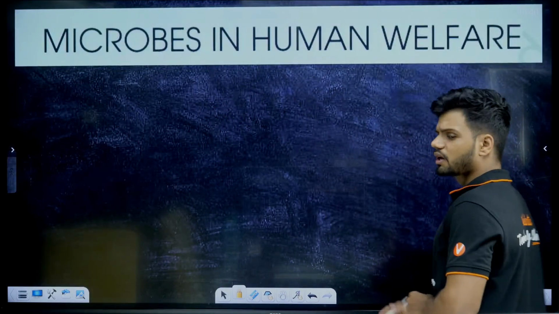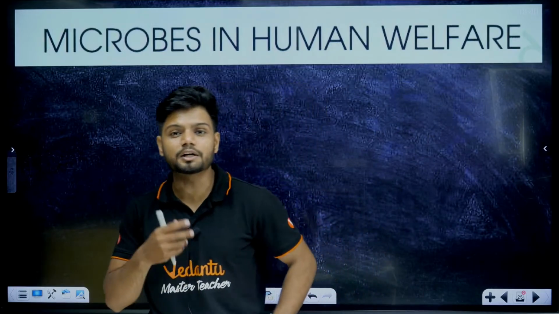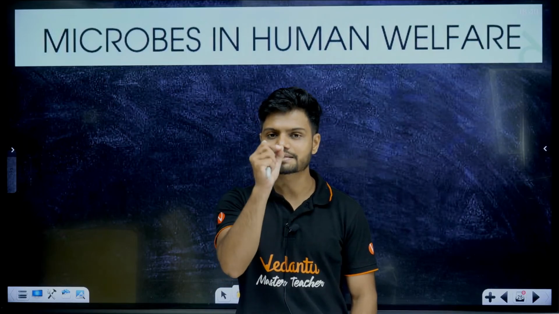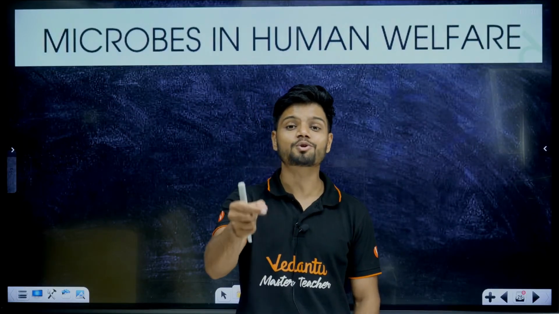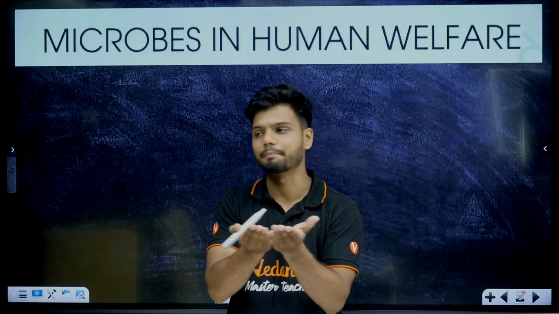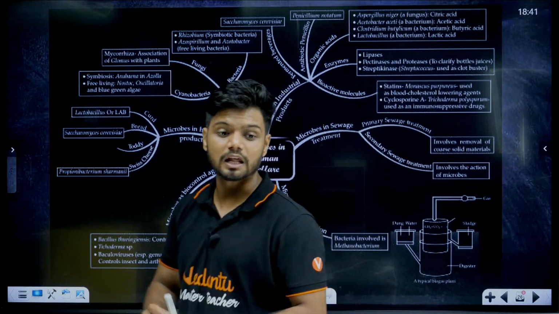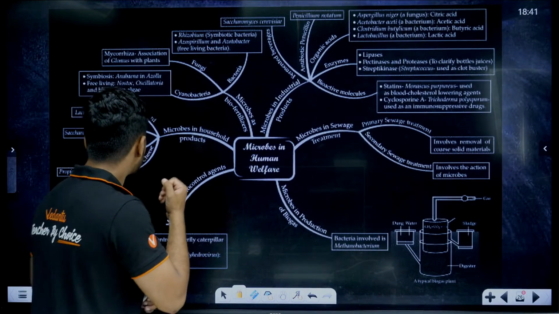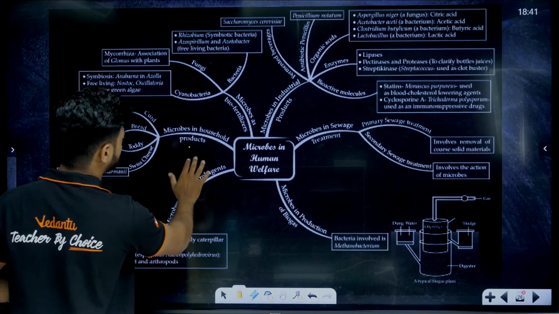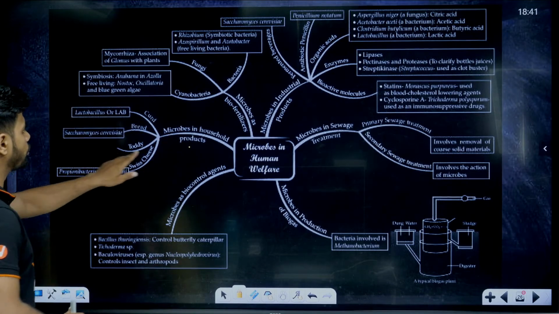Now, how do you learn the microbes chapter? Sir, is there any trick to remember this? Students, remember, your microbes chapter is a complete chapter based on examples, and they will not ask anything apart from examples. And how do you remember examples? With the help of a mind map. For example, if they ask you about microbes in household, you have to look at the mind map and go here.